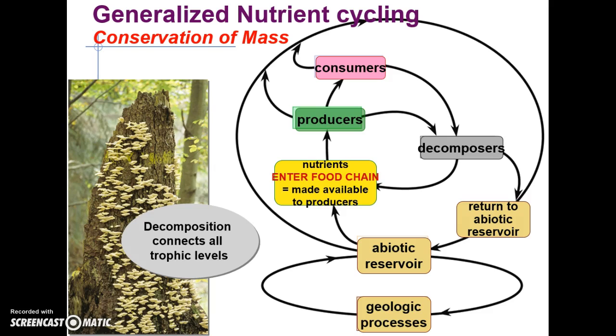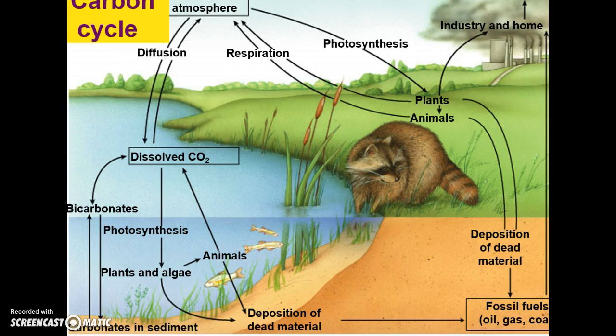Moving on to the next slide. Here we go. So we're going to look first at the carbon cycle. And as we're looking at that, again, these are biogeochemical cycles. They are the major nutrient cycles in an ecosystem, and they involve both biotic and abiotic components.